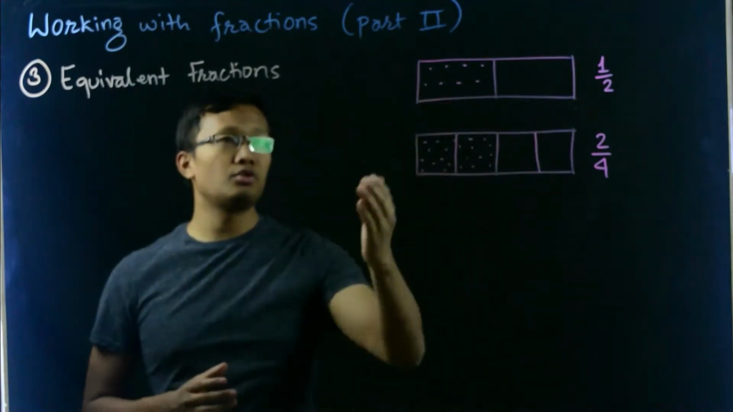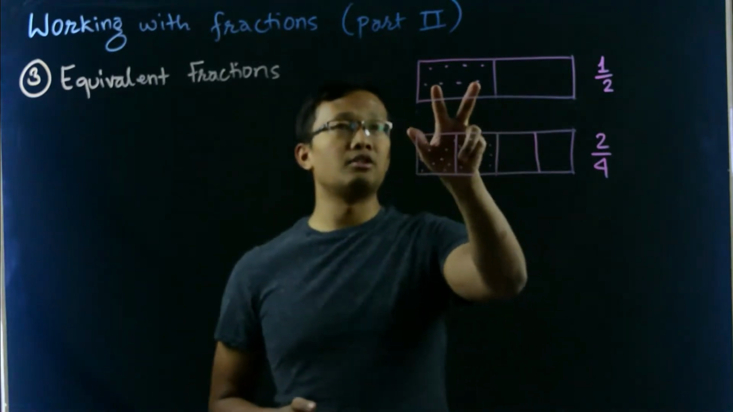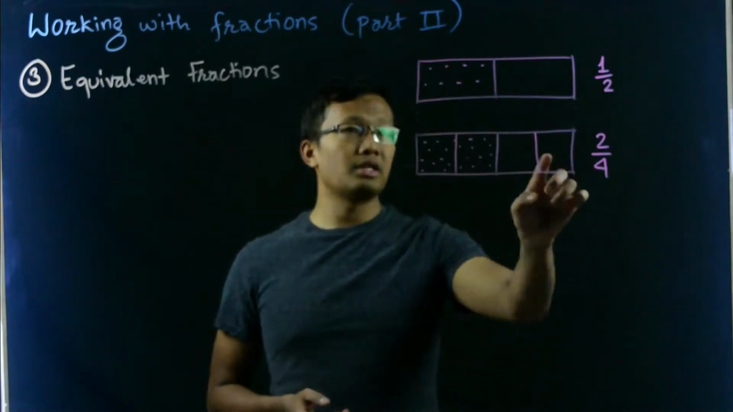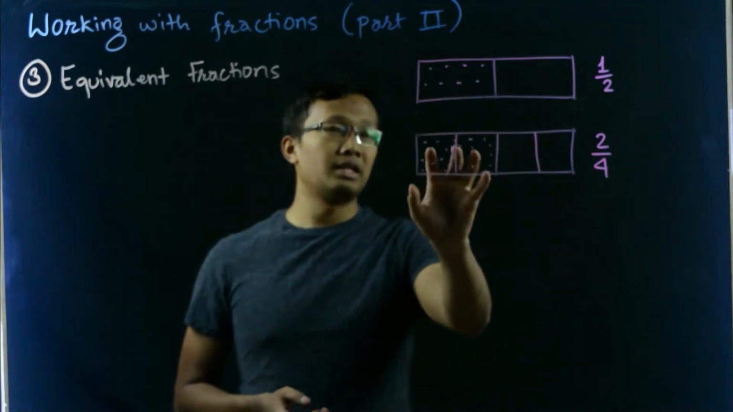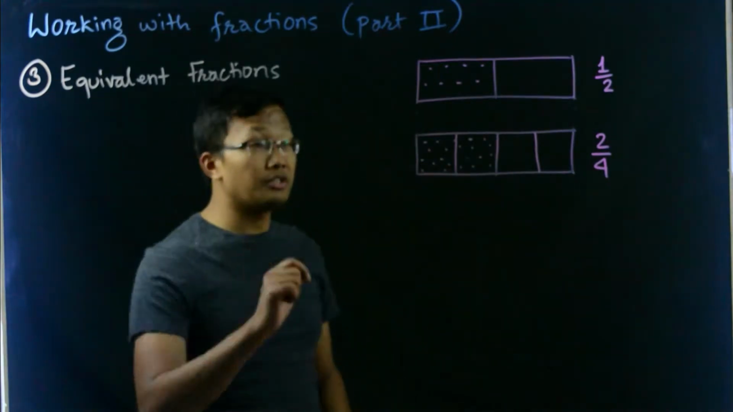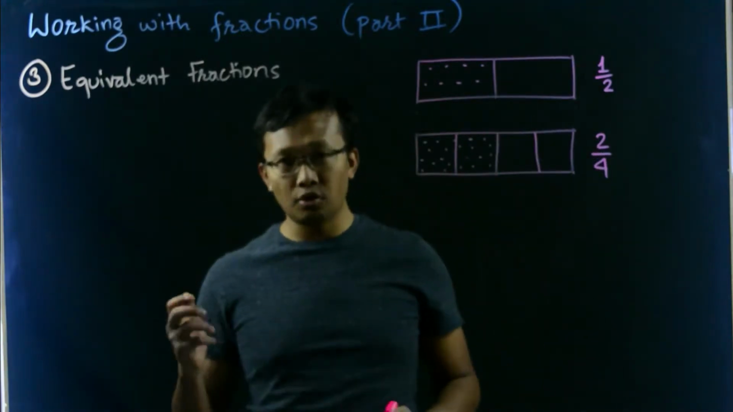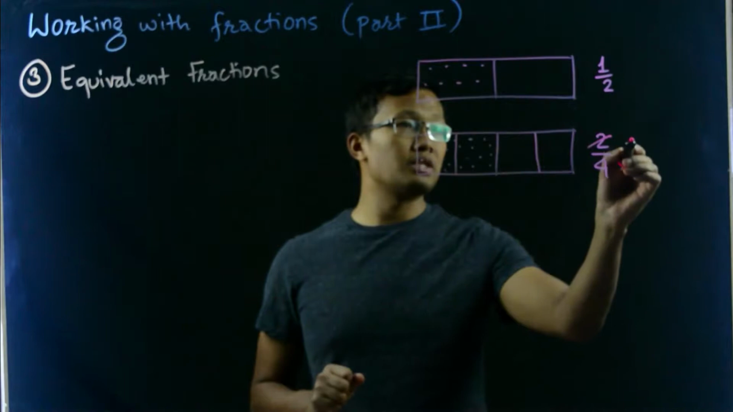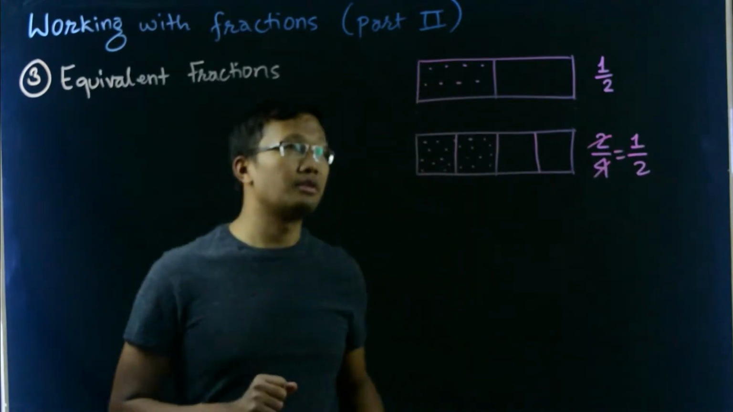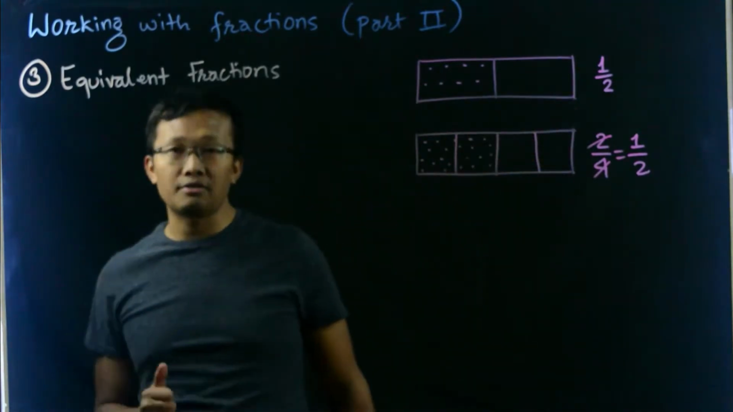If you see these two rectangles, then we can realize that the dotted portion is 1/2. Similarly, the second one is also 1/2, but it has been divided into two more parts, so that's 2/4. Another interesting thing is that whenever we simplify this fraction 2/4, 2 times 1 is 2, 2 times 2 is 4, so that gives us 1/2. So you can see that 2/4 and 1/2 are equivalent fractions.